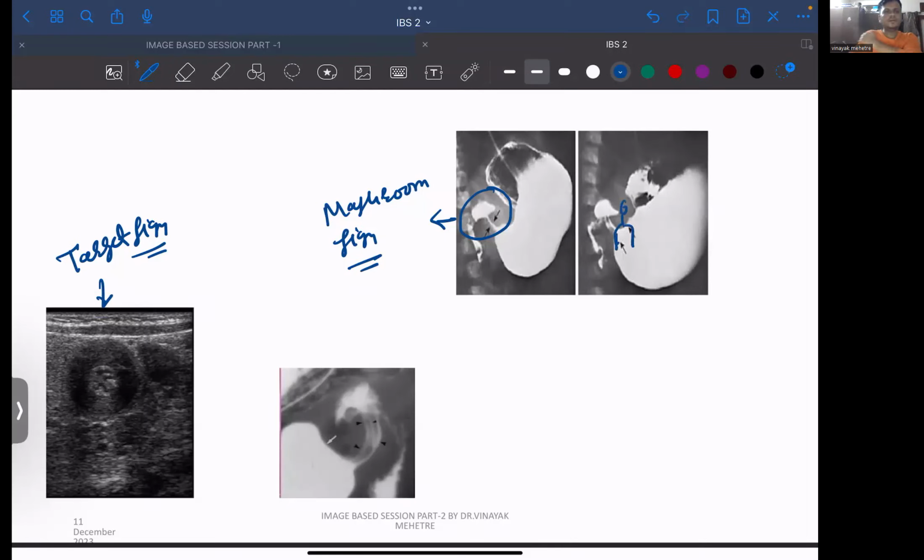Okay, ये दिख रहा है? This is called as shoulder sign. क्या बोलेंगे इसे हम इसे? Shoulder sign. ये वाला. Okay, shoulder sign. And take a look again over here.